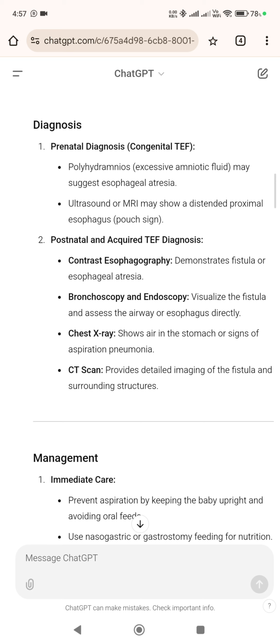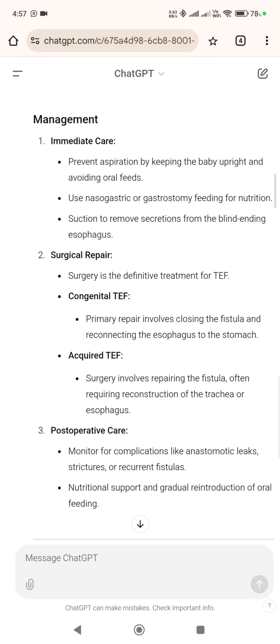Management. 1. Immediate care. Prevent aspiration by keeping the baby upright and avoiding oral feeds. Use nasogastric or gastrostomy feeding for nutrition. Suction to remove secretions from the blind-ending esophagus. 2. Surgical repair. Surgery is the definitive treatment for TEF.